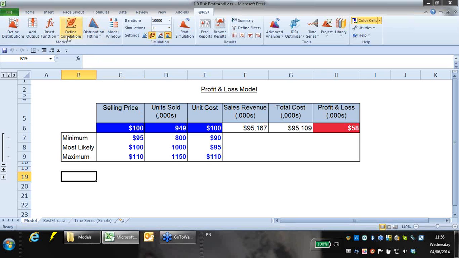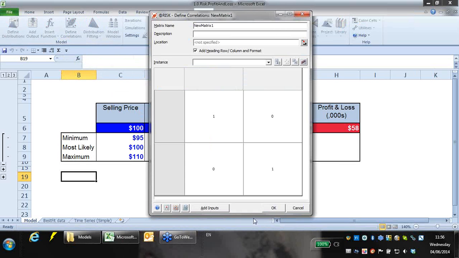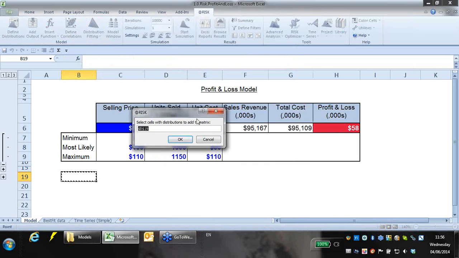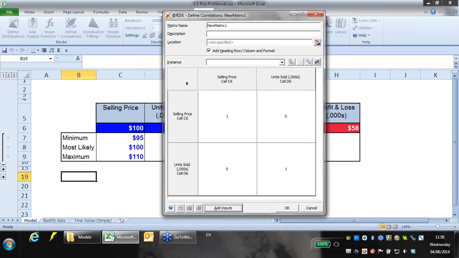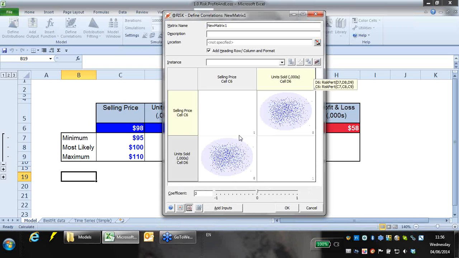So I'm going to click the Define Correlations button, and I'm going to add a couple of distribution inputs to correlate. The ones I'm going to use are my selling price here and my units sold here. Now I'm going to click this little button down here, which I'm hovering over, and you can see it says show scatter plots for correlation matrix. If I click that, this is now showing me visually the relationship between my units sold and my selling price.